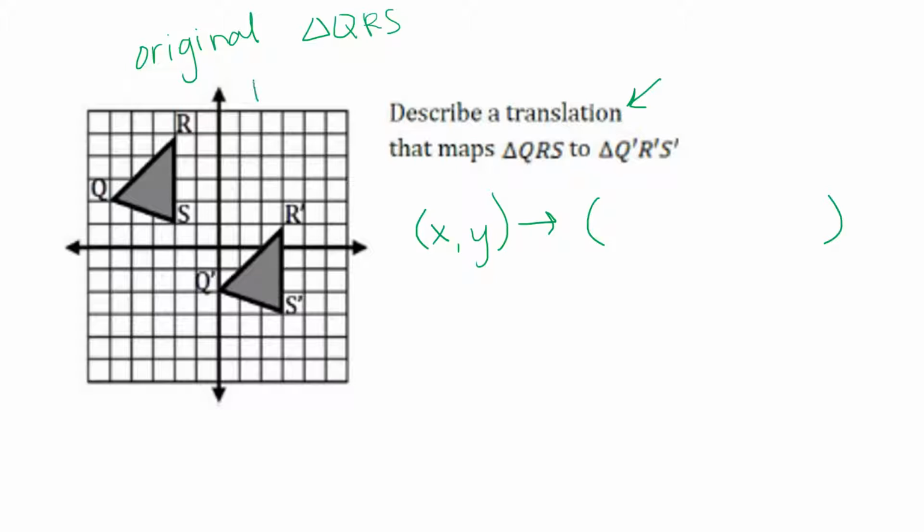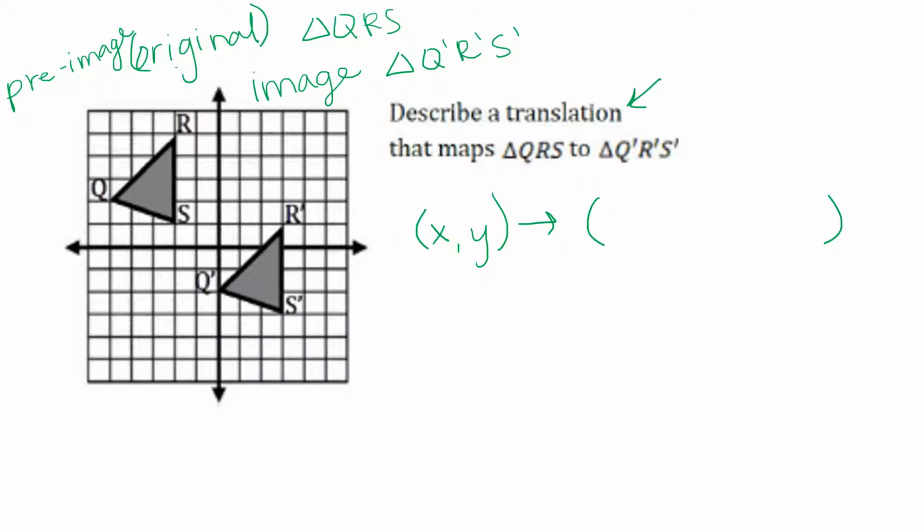Now the image, and the reason I say image is because after I start with my original, which is technically called the pre-image, the image then is what happens after we translate it. So the image is then going to be our prime shape, Q prime, R prime, S prime.